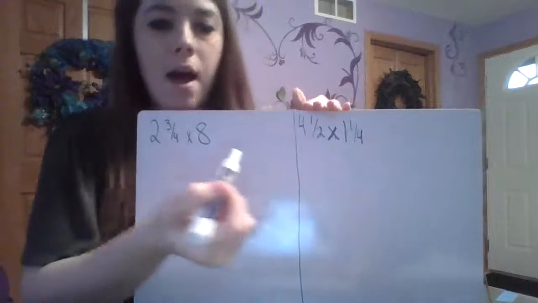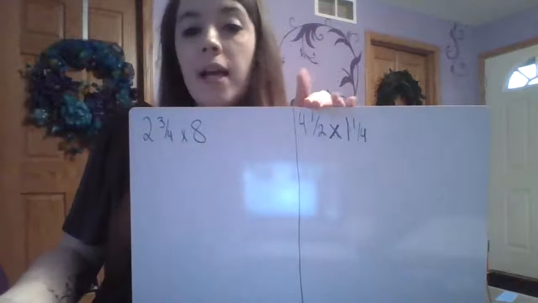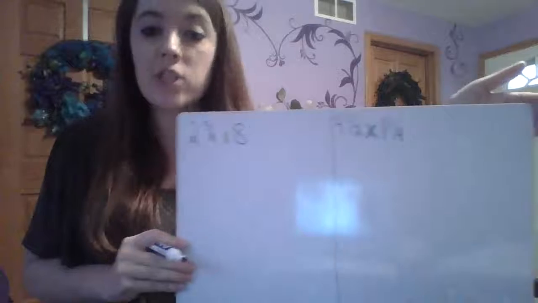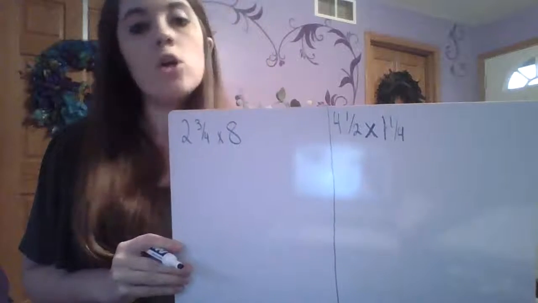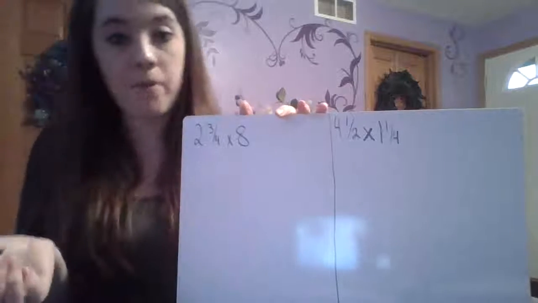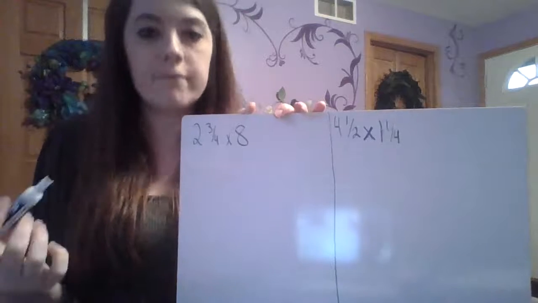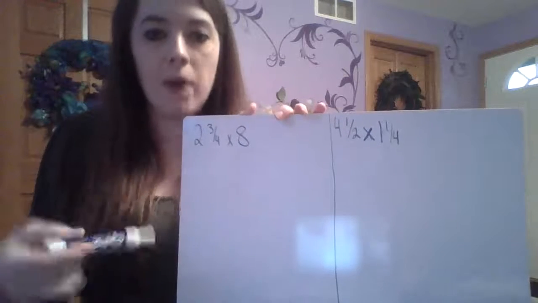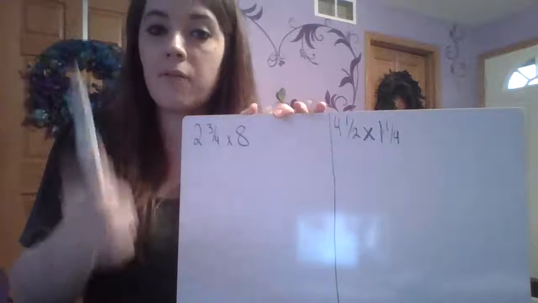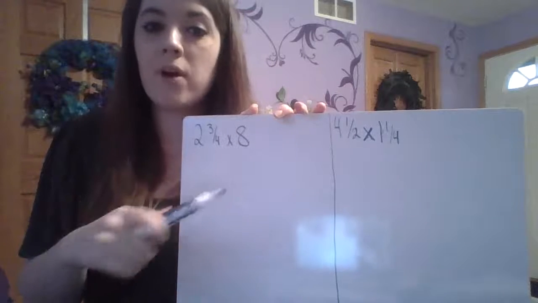All right, so we have 2 3/4 times 8. So sometimes we're not going to have mixed numbers. We might just have a whole number that we have to worry about, or we could just have a fraction. It won't always be 2 mixed numbers per se. So we convert the first one into an improper fraction. All of these, you're going to have a lot of practice today converting a mixed number to an improper fraction. So key word for the day is improper fraction. Make note of that.